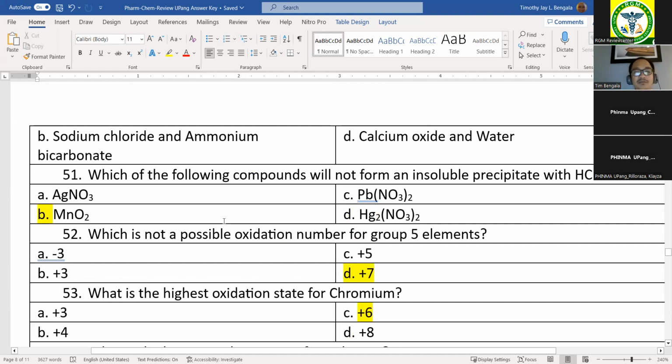So, ayan. Sa 52, which is not a possible oxidation number for group 5. So, group 5, pwede siya maging negative 3 kasi magbibigay siya ng 3 electrons.